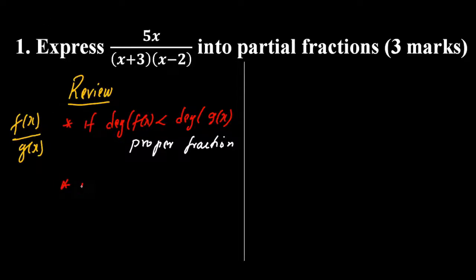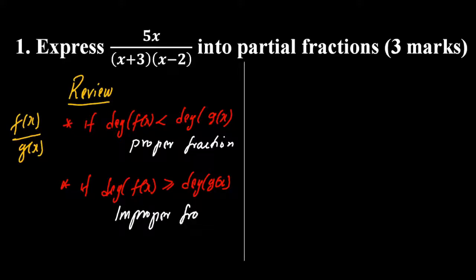Now, what if the degree of f of x is greater than or equal to the degree of g of x? In this case, we have an improper fraction, and to partial fract it, we simply need to put it into a proper fraction before partial fracting. So the first thing we need to note is when we have an improper fraction, we transform it into a proper fraction, then we partial fract.